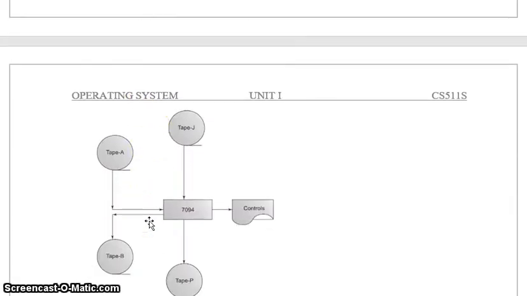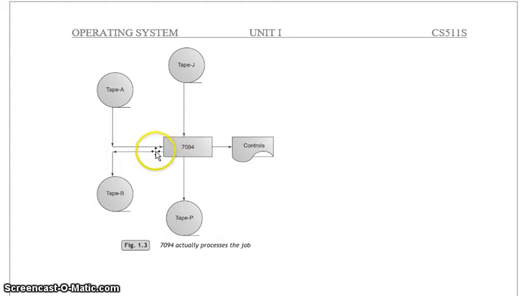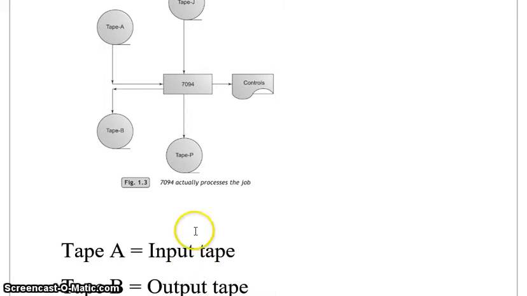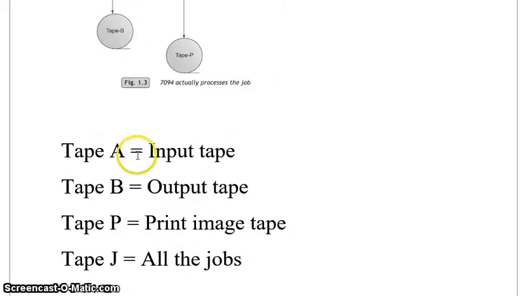In order to process, we go to a faster computer called the 7094, which is very costly. In this 7094 machine, we have tape A, tape B, tape P and tape J. In tape A, we have the input tape, that is, the input is given in tape A. Tape B is the output tape, and tape P holds the print image tape. Tape J holds all the jobs which have been processed.